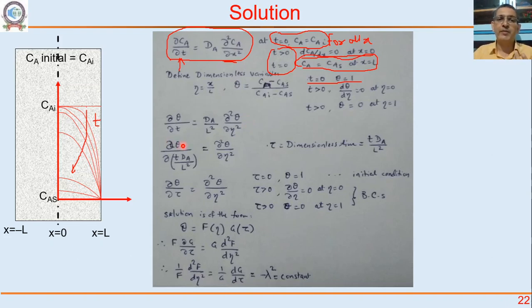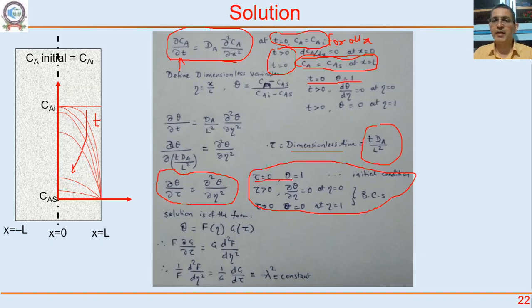I would like to make time also dimensionless. Let's bring this L square here, dA here, rearrange. t dA by L square. So t dA by L square is a dimensionless time. Let's call it tau. t is in seconds, dA is in meter square per second, L square is in meter square. It's a dimensionless time. So our equation becomes like this now: del theta by del tau is equal to del square theta by del eta square. These are the boundary conditions and initial condition with respect to tau. At tau equal to 0, theta is equal to 1. At tau greater than 0, d theta by d eta is equal to 0 at eta equal to 0. Theta is equal to 0 at eta equal to 1.